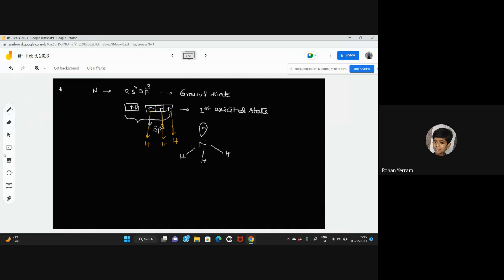See, Vesper is the name of a person, sir. Yes, and the name of the theory is Valence Shell Electron Pair Repulsion theory. For that one, in short form, we are saying Vesper, nothing else.